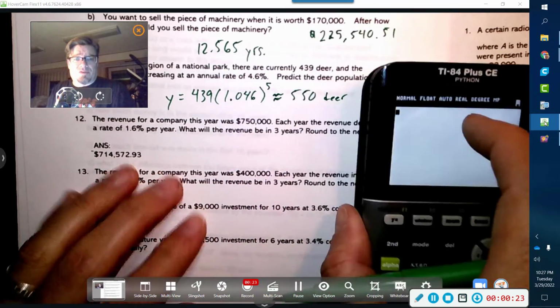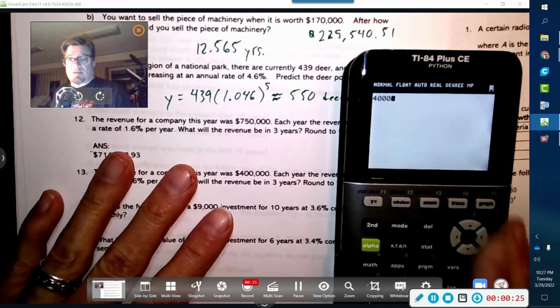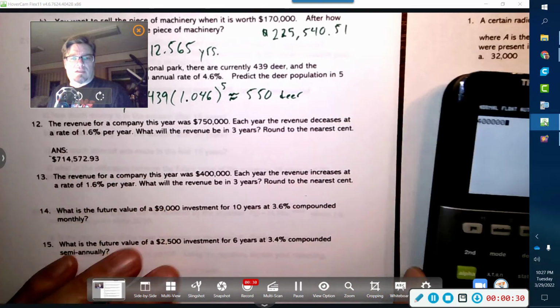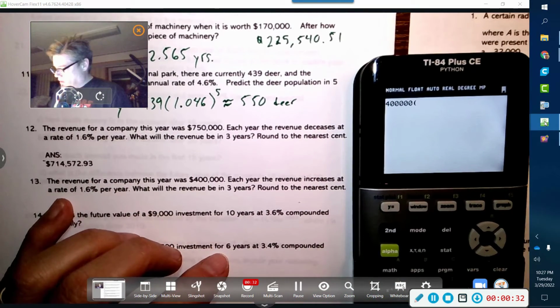It's simple interest. So 400,000. Okay, 400,000. It increases at 1.